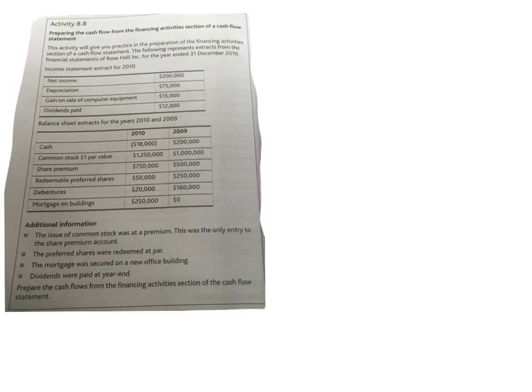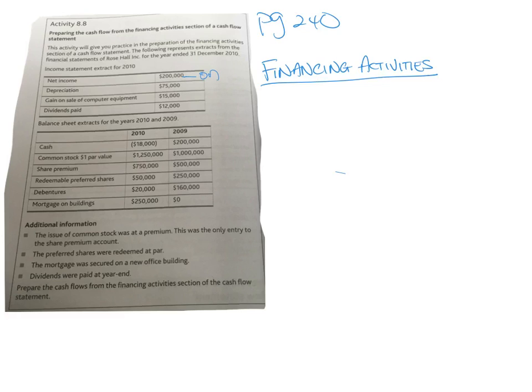Okay, so now we're going to use the activity on page 240 and just look at the financing activities section that we will deal with if we had a question looking like this. So we would head up financing activities, and there we'll see what we'll put inside it. So net income, we know we'll go with operating activities. Depreciation would be operating activities. The gain on the sale, operating activities.